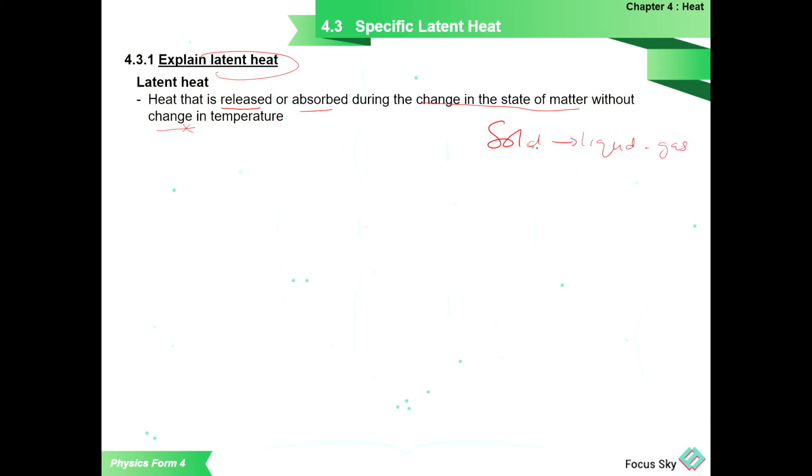During the changes of state, from solid to liquid, heat is absorbed, but no change in temperature. The same goes when liquid goes to gas, heat is absorbed, but no change in temperature. The other way around, when gas to liquid, condensation, and liquid to solid, heat is released, but no change in temperature. So that is what is meant by latent heat.